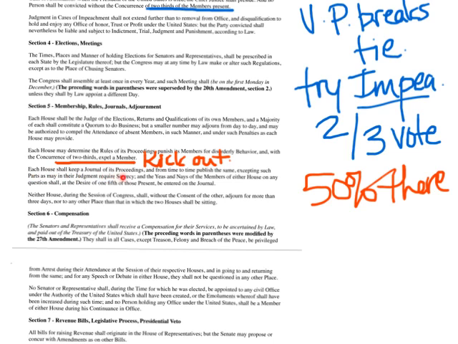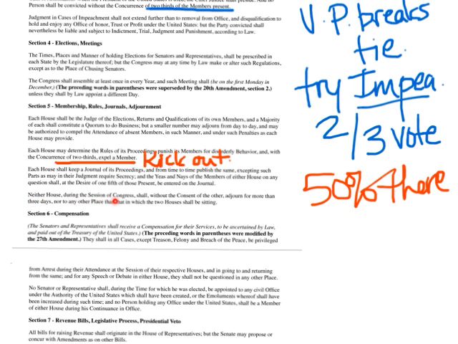Each house will keep a journal of its proceedings and from time to time publish the same, except on such parts as may require secrecy. So they can keep some things secret, but otherwise they have to keep track of what they do. All the votes, the yeas and nays of the members of either house on any question shall, at the desire of 1/5, so only 20% have to say, nope, we all need to know, be entered on the journal. So this is why you do have a record of how people voted. The Constitution says you do need to keep a record of how people voted.